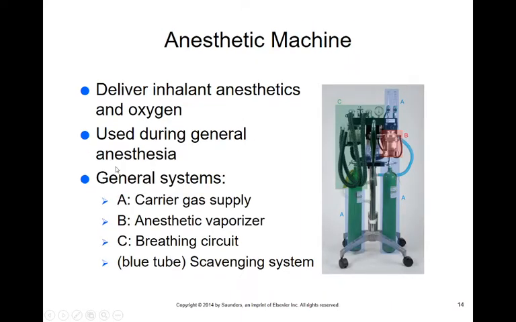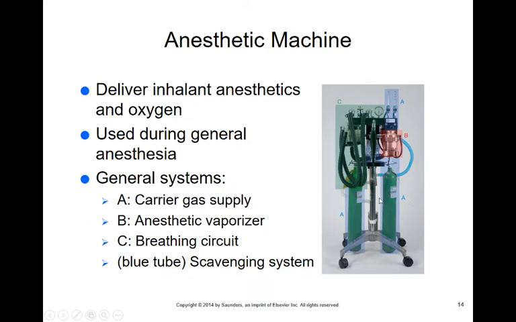The anesthetic machine has specific areas. You are going to need to know these areas now and in the future, so it is important that you pay attention. So come back to slide 14 frequently because you need to know these things. This helps us to deliver anesthetics and oxygen. Use it during general anesthesia or if we have emergencies for pets that need oxygen.